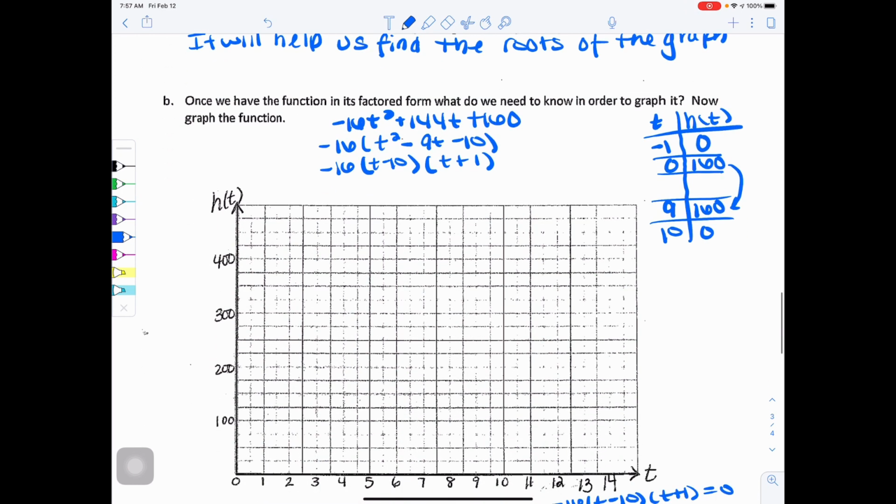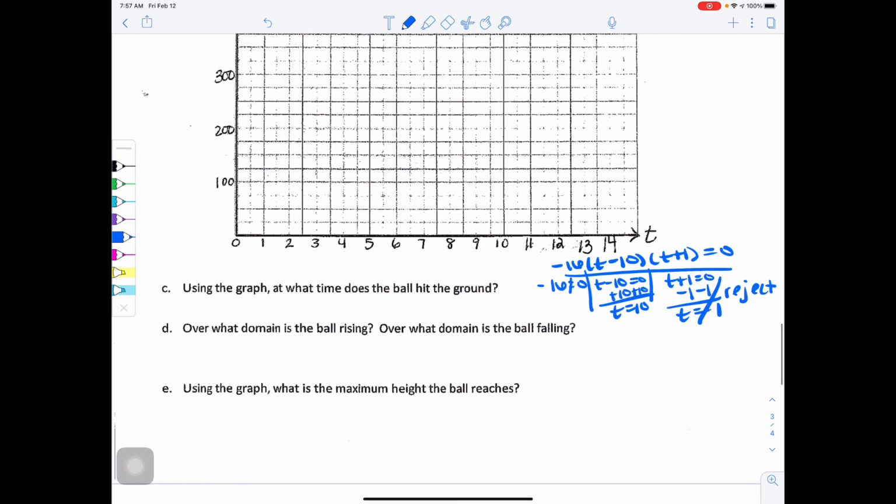I know it tells us to graph, but let's keep moving forward to see if we can find out other information. So it says using the graph, at what time does the ball hit the ground? We'll come back to that. It says D, over what domain is the ball rising? Over what domain is the ball falling? We'll come back to that. E says, using the graph, what is the maximum height that the ball reaches?